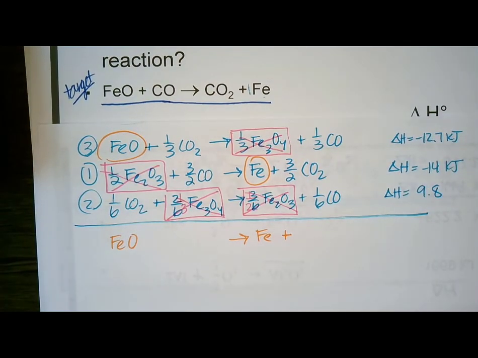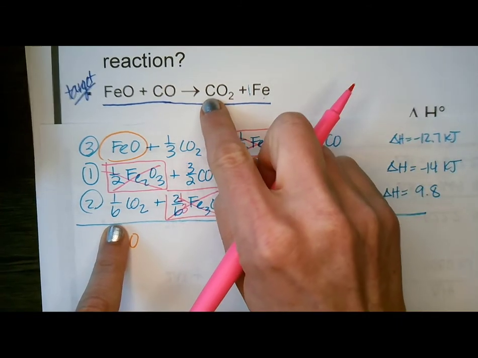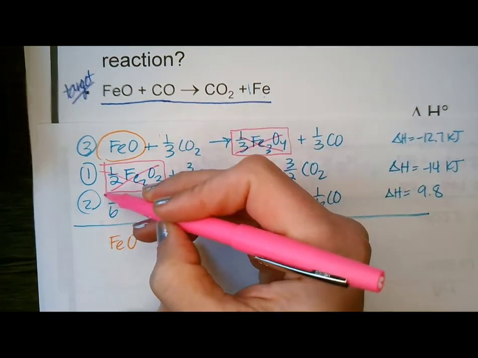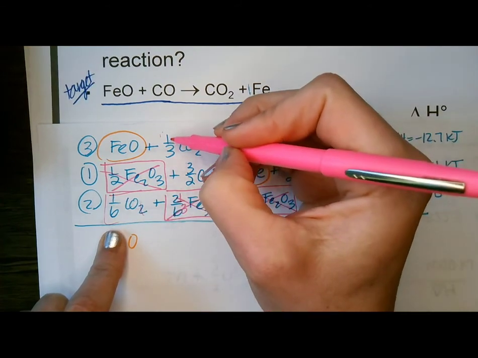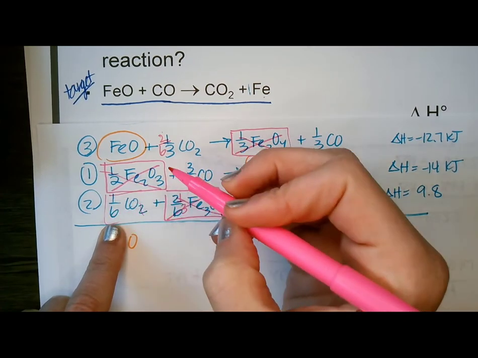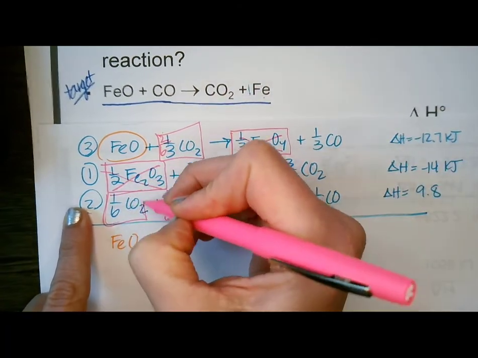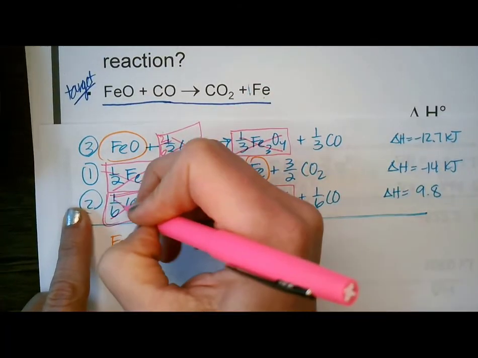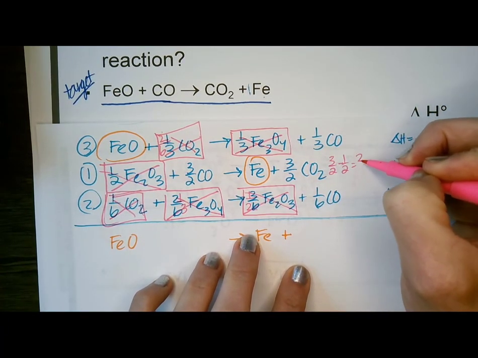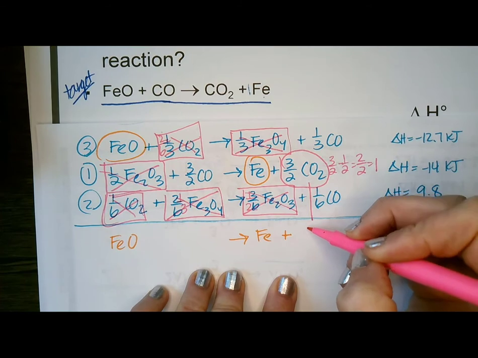All right, now let's look at CO2s. So I need CO2 on the right. I only need 1 CO2. Here I've got 1/3 of a CO2 and 1/6 of a CO2. So what would that equal? Well, 1/3 is equal to 2/6, right? So 2/6 plus 1/6 is 3/6, which is 1/2, correct? So I've got 1/2 of a CO2 that we're going to subtract from both sides. So 3/2 minus 1/2 is 2/2, which is equal to 1 CO2. Good.